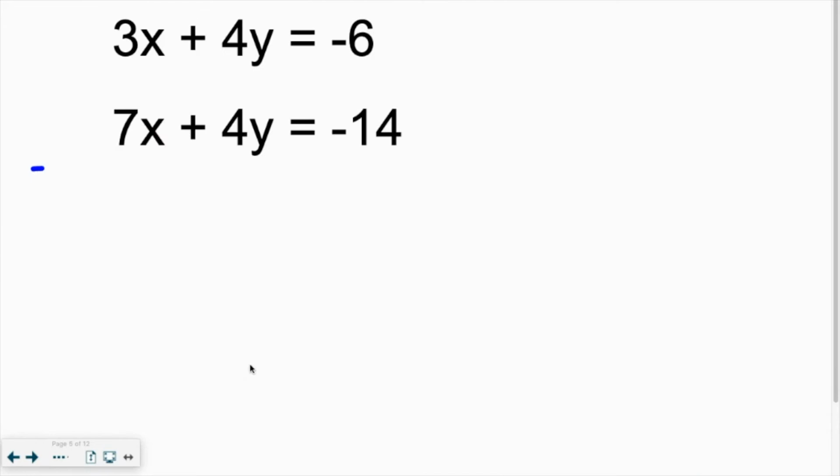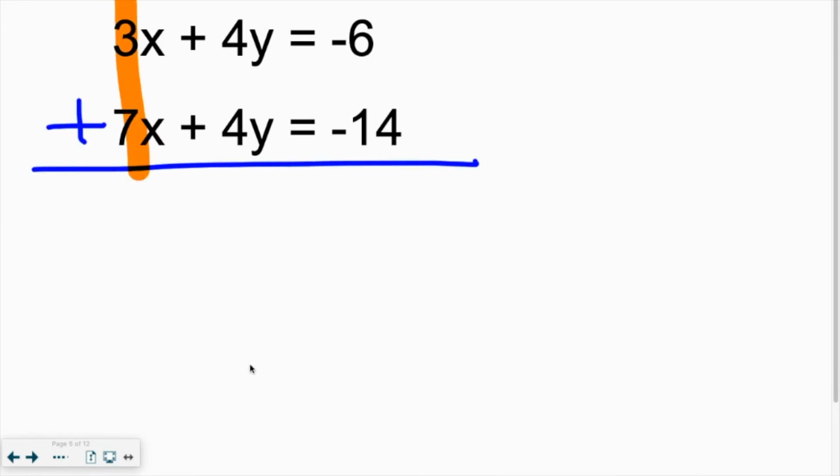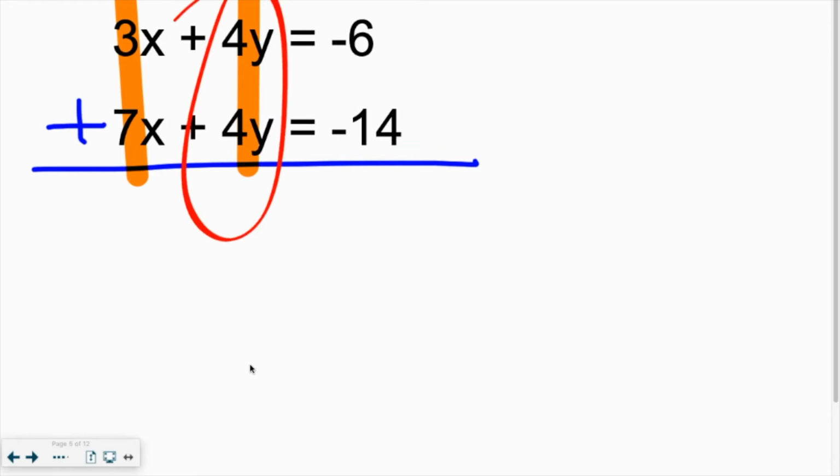As previously mentioned on the other side, our goal is to be able to add these together. So if we added them, do they cancel out? Does 3x plus 7x cancel out? No. Does 4 plus 4y cancel out? No. Well, you may have seen it yesterday where you said, well, Mr. Walls, these here have the same coefficient, so why don't we just change this to subtracting? Well, you could do that.